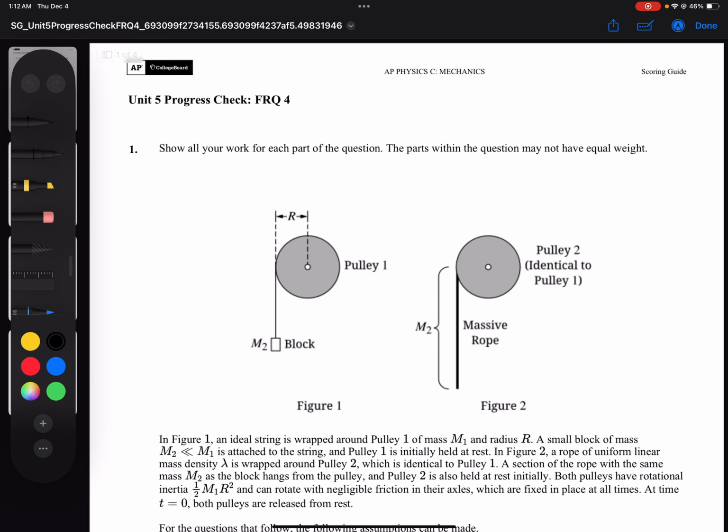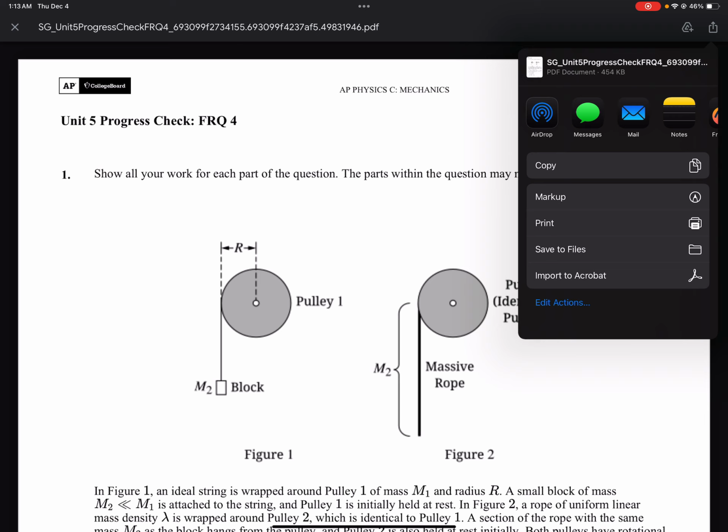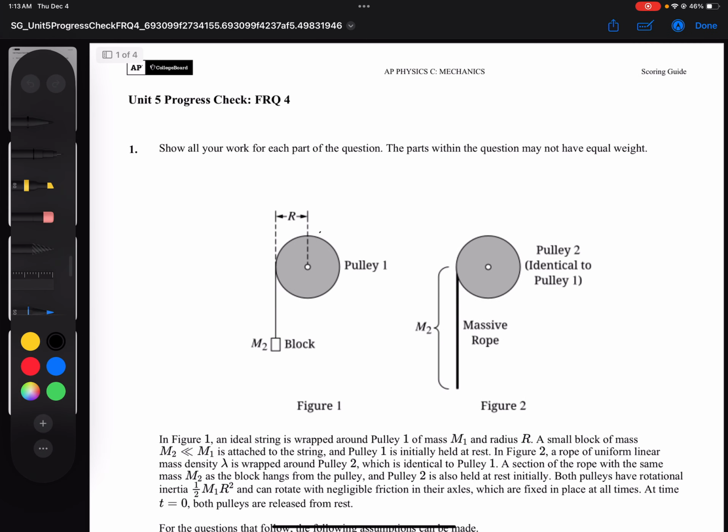All right, so I have 2 situations, 2 pulleys. They're all identical, except this one is with a rope that has mass, and this one is just a block. And those 2 masses are the same. And then the mass of the pulleys are M1. So I have M1 here, and I have M1 over here, and then the hanging mass is M2.